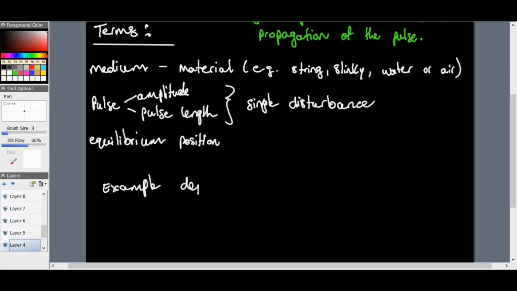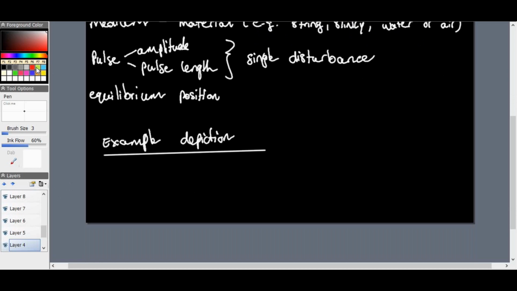So let's have a look at an example depiction. Let's say we've got a pulse here, maybe like a slinky. I can't draw a slinky, so I'm just going to draw it using some straight lines, maybe in another color. So there's the slinky, and then there's a little bit of a disturbance here, and then it levels out again.